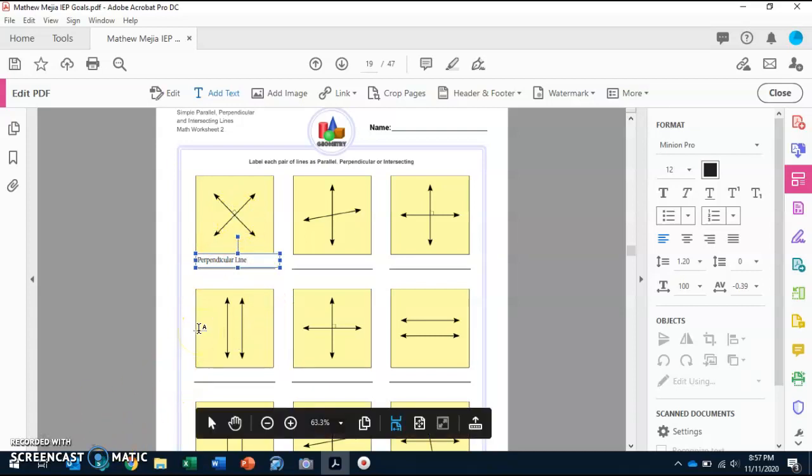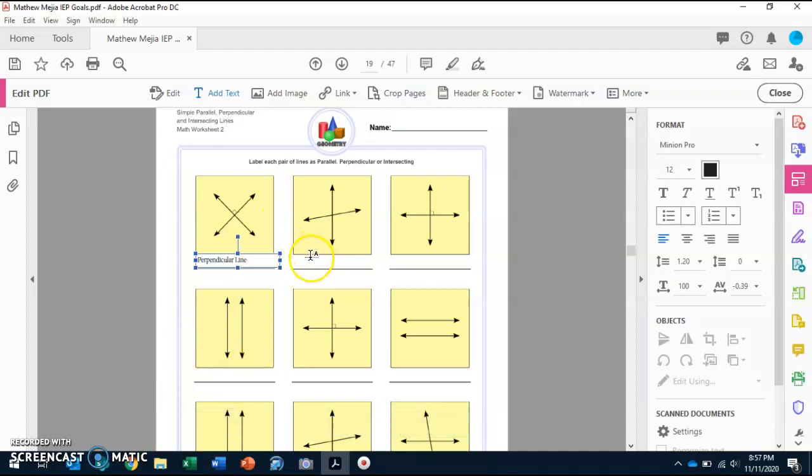Now I'm going to do another one with you. I'm going to do this one right here, the next one. And what line does this look like, Matthew? Yes, this is an intersecting line because you cannot create a right angle. And you can see they already put it up for you. So here you can see it does not have one. So that should tell you it's an intersecting line.